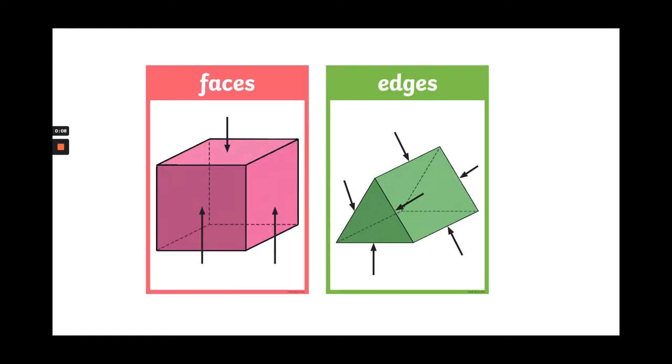So the faces of a shape are the flat part of a shape. You can see here in the pink box, the arrows are pointing to the faces of this cube, those flat parts of the shape. And then in the green box, the arrows are pointing to the edges. So the edges of a shape are where those two faces join together.